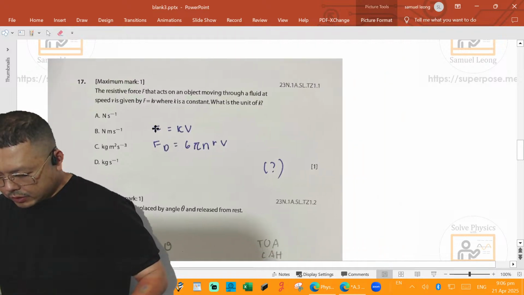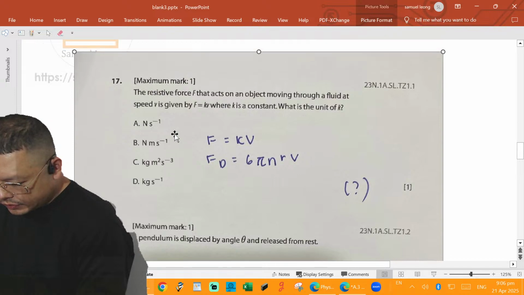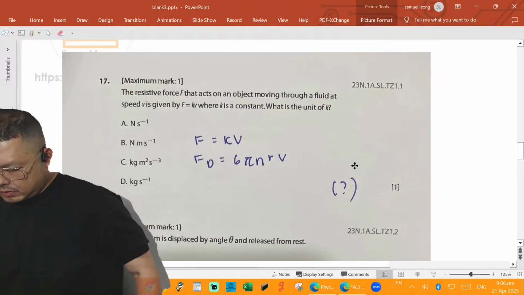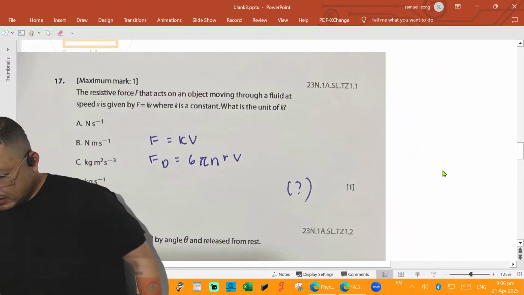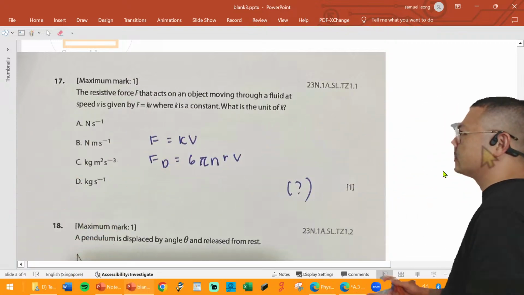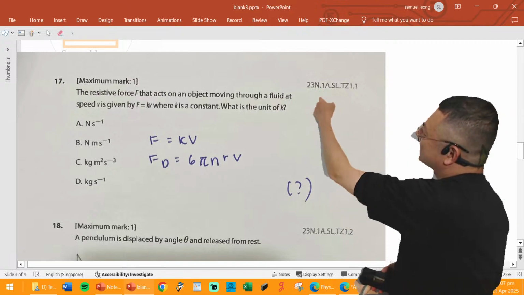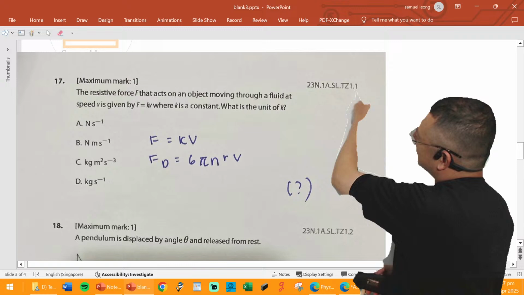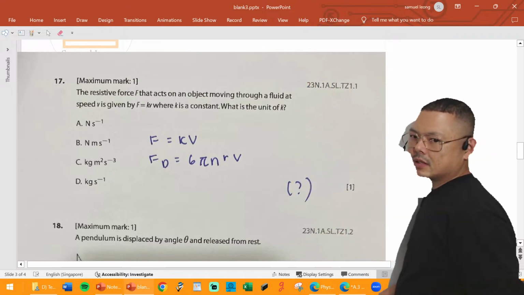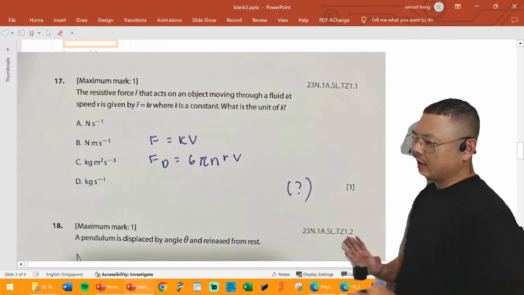Okay, let's do this one here first. Resistive force is. Hey, this, I don't understand what's going on. I'll be honest with you guys. So this one says November 23, November 23 SL1 paper 1A time zone 1. I don't understand what this means. If anybody can find out for me, I'll be forever grateful.